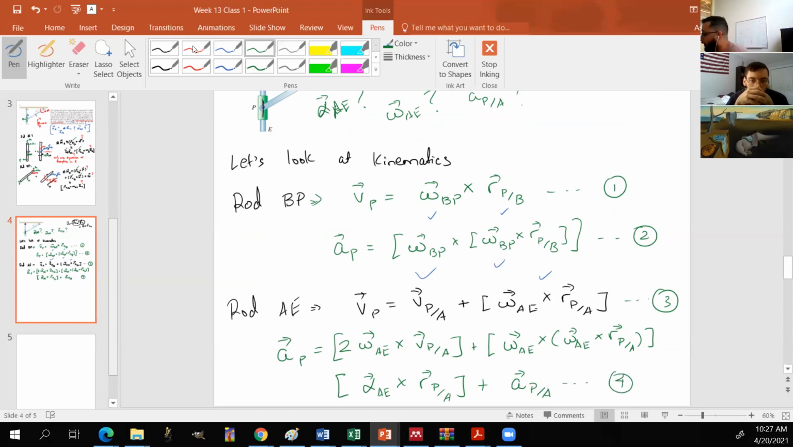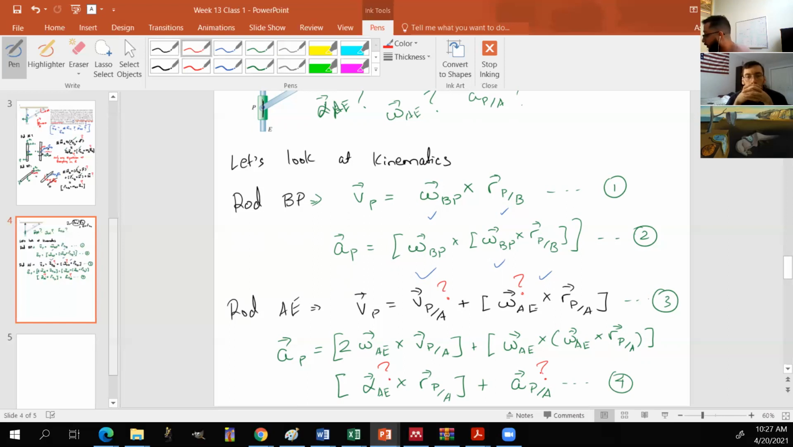and here I have 4 unknowns. VP relative to A is going to be one unknown. Again, I know what the direction is going to be, so only the magnitude is unknown. Omega AE is unknown. All rotational quantities, because we're looking at planar motion, are just one unknown because the direction is always out of the plane. Then you have alpha AE, which is also unknown. Again, we know the direction. It's going to be in the k hat direction. And then you have the acceleration of P relative to A. Again, only one unknown because we know the direction.